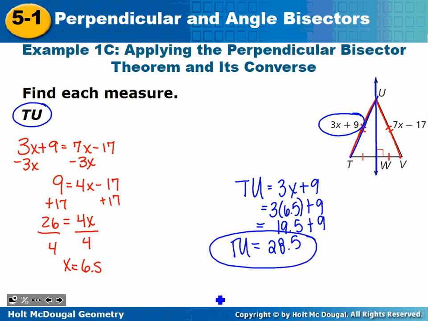Do I put a line segment above TU? No, never when you're telling me what it is equal to. Questions on perpendicular bisector theorem? Make sure I don't go too fast. So you flip your notes over.